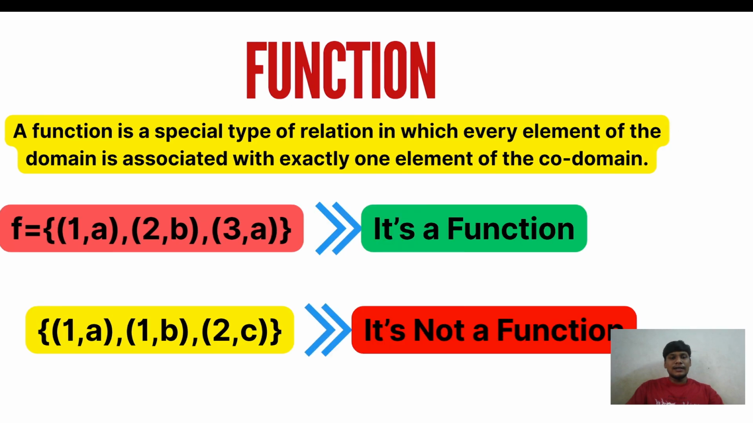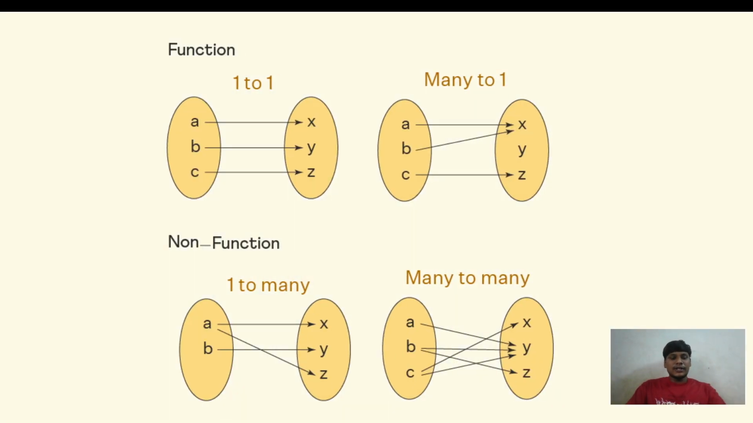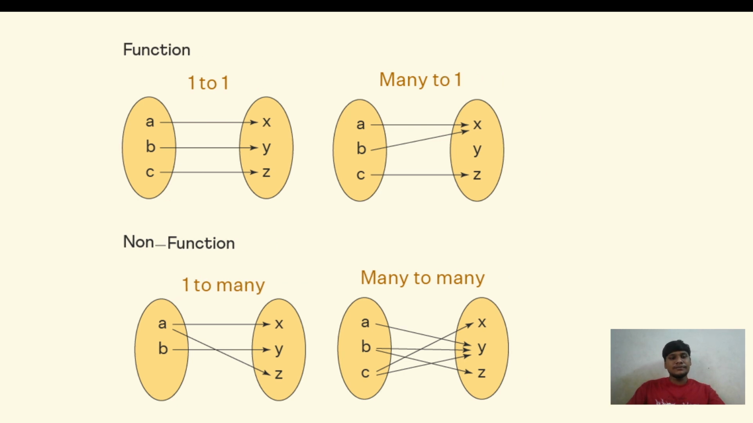To understand it clearly, we can see these functions. For a function, it can be one to one: A to x, b to y, c to z. A B C is the domain. X Y Z is the codomain. Many to one is also allowed. A and B can match to the same codomain element. Two domain elements can match to the same codomain element, it's not a problem. It could be a non-function only when one domain element is matched to two or more codomain elements, which is one to many. Many to many is also, as usual, a non-function.